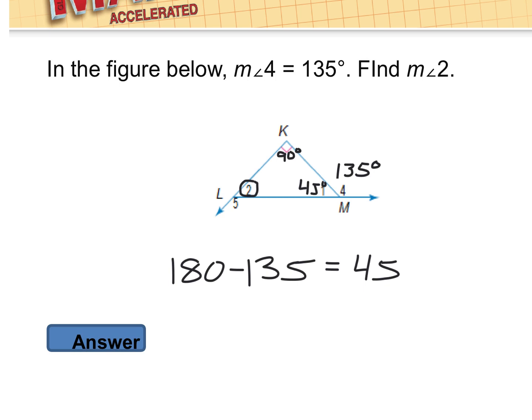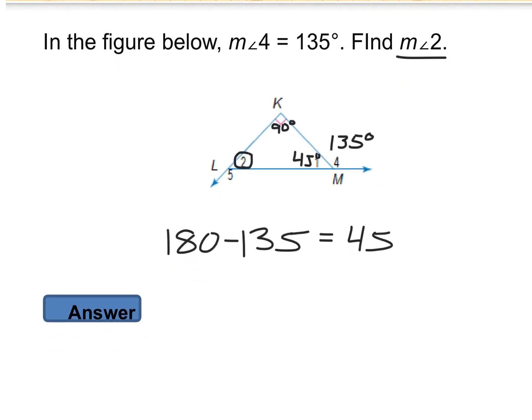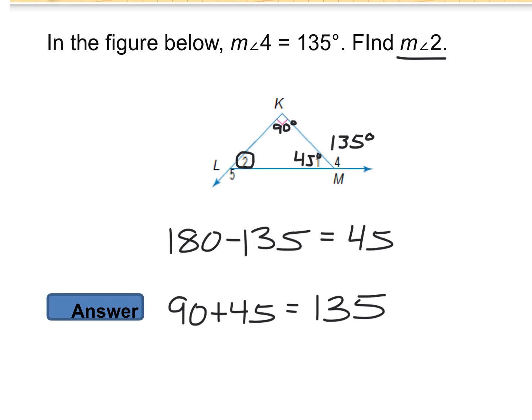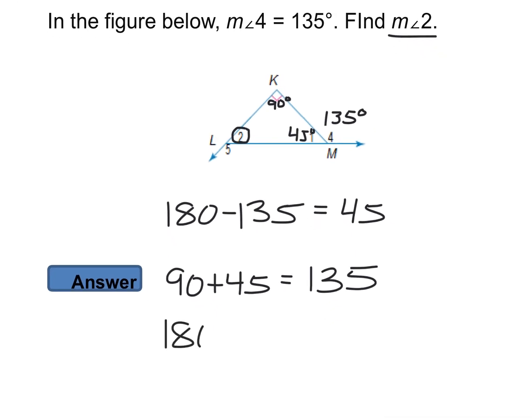Okay? Now, originally it wanted us to find the measure of angle 2. Can we find it now? Yeah? How? Add what? Yep, take 90 plus 45. What does it give you? 135. And then how can we use that? Yep, because it's a triangle, we know it adds up to 180, so what do we get? We get 45 again. Okay, so our measure of angle 2 is also 45 degrees.